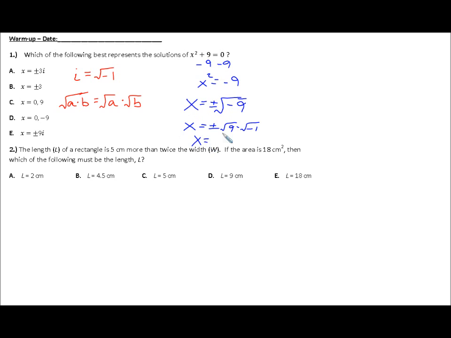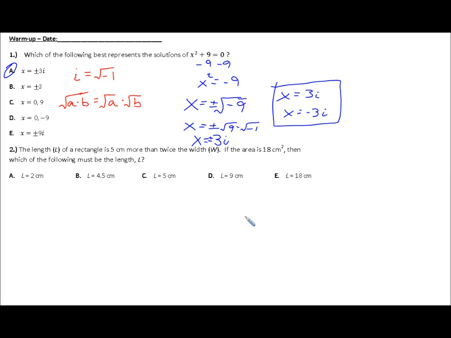And so square root of 9 is saying, well, which number do I need to multiply by itself to give me 9? The answer is 3. Oh, don't forget your positive and negative. And then the square root of negative 1, we're calling i. So there are two solutions to this problem. Positive 3i and negative 3i, which we usually just put all as one thing and put positive or negative. So the answer is A.